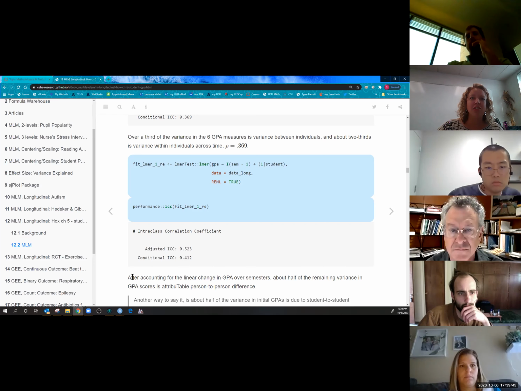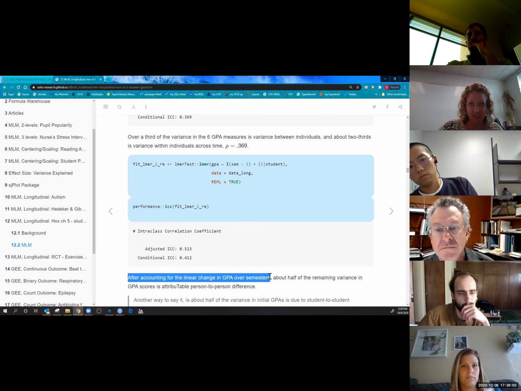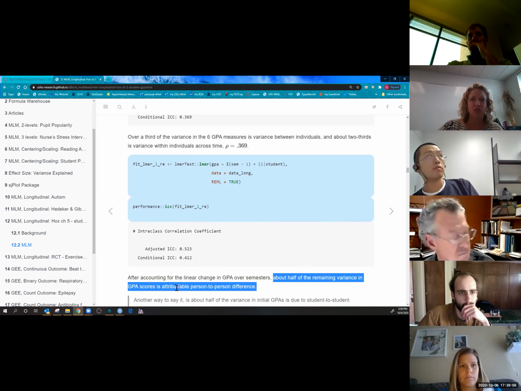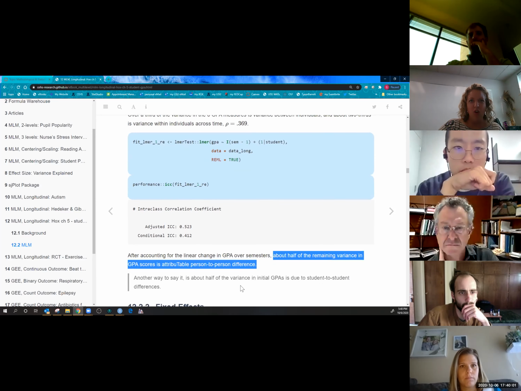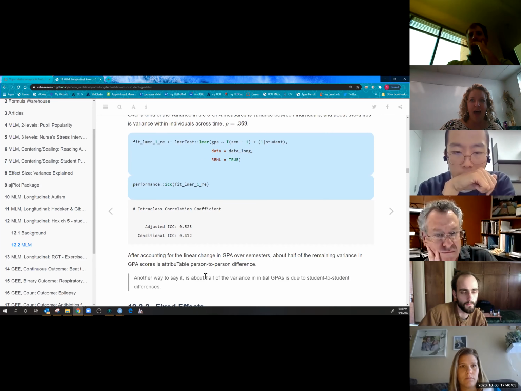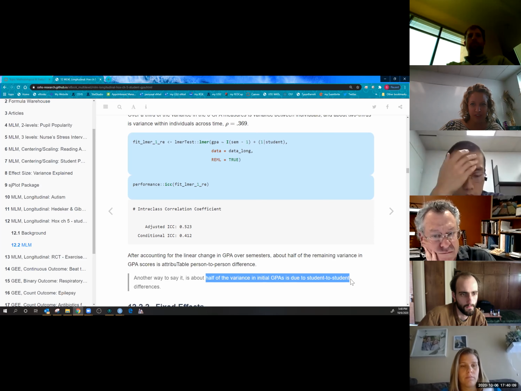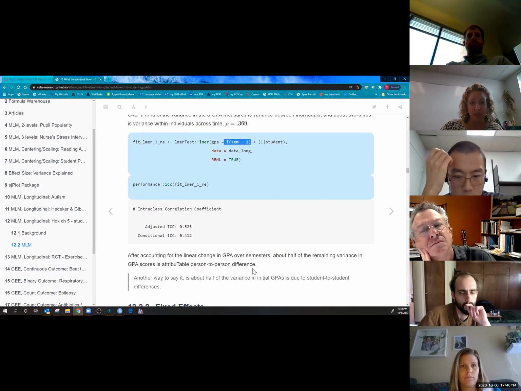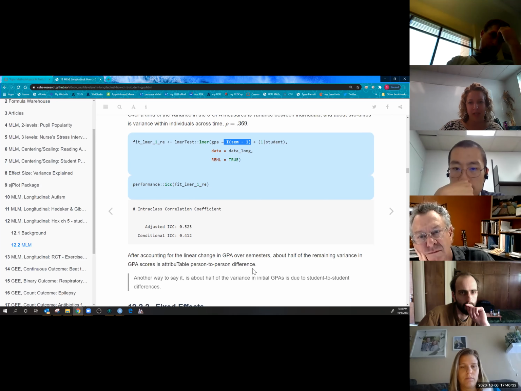So we say, after accounting for linear change in GPA across semesters, half the variance in GPA is attributable to person differences. Or we could say it another way: half of the variance in initial GPA is due to student differences. Because we're accounting for time, just the intercepts are left, and the intercepts would be the initial GPA.